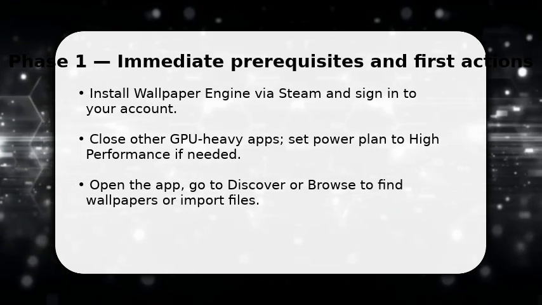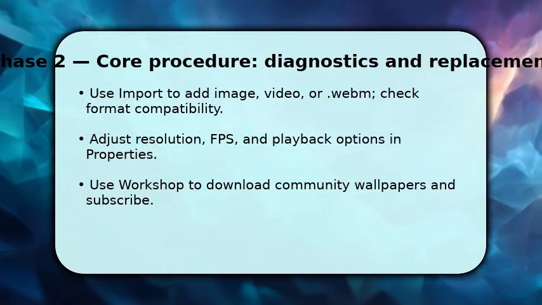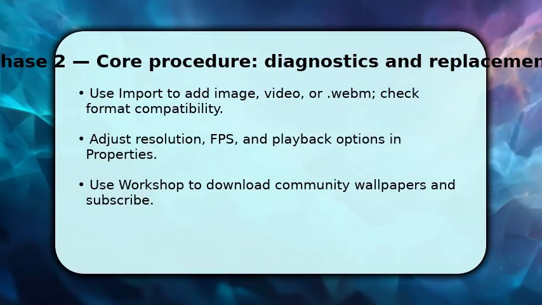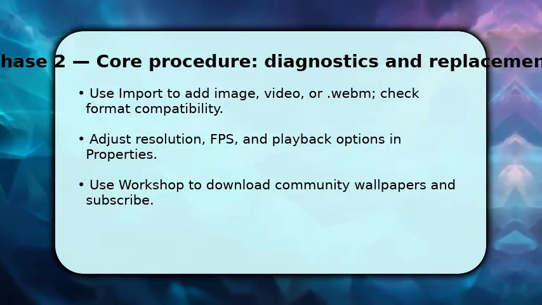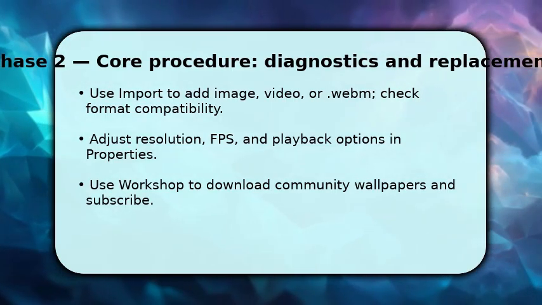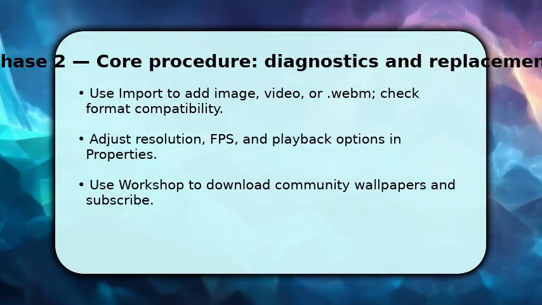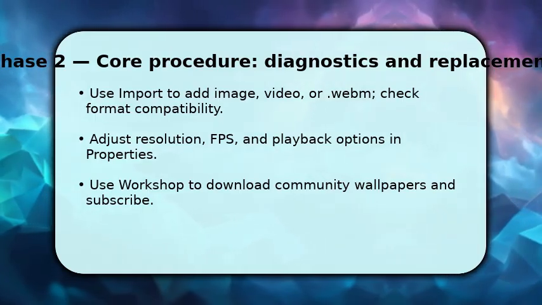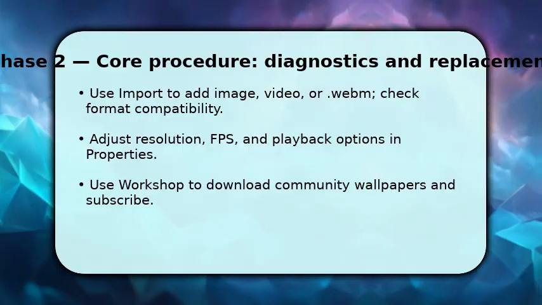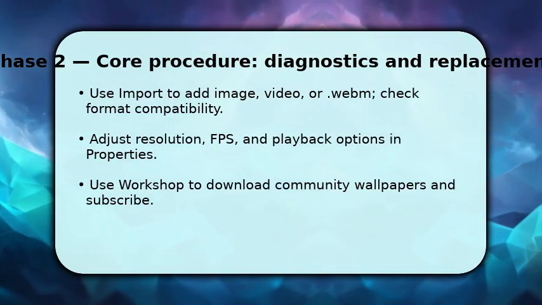You now import or select a wallpaper and configure it. Choose Import for local files or subscribe via Workshop for community content. Once added, open Properties to set resolution scaling, frame rate, loop behavior, and performance presets. Lowering FPS saves GPU. If it's a web or animated wallpaper, tweak audio and interaction settings so it reacts to your input. Make sure to test in preview mode. You can pause, scrub, or resize to match your monitor layout.